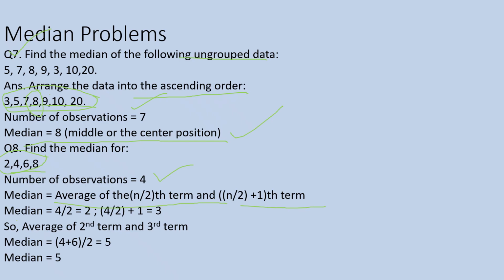So what is the n by 2th term? How many terms are there here? 4. So 4 by 2 is equal to 2. And what is the n by 2 plus 1th term? 4 by 2 is 2 plus 1, which is 3. So we take the average of the second term and the third term. The second term is 4 and the third term is 6. So median is 4 plus 6 by 2, which is 10 by 2. So median is equal to 5. So we get the answer.